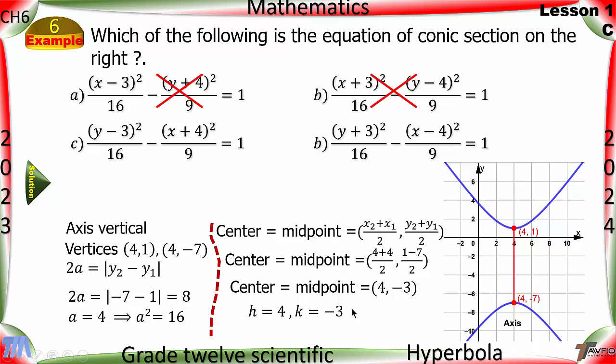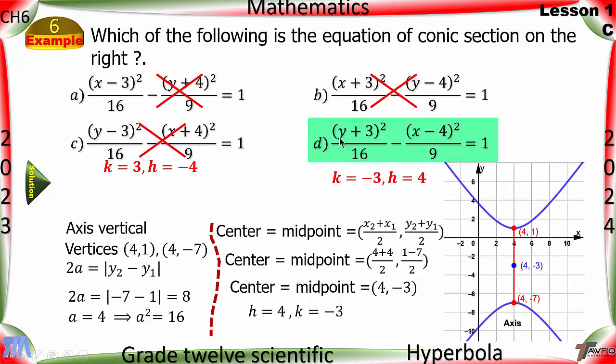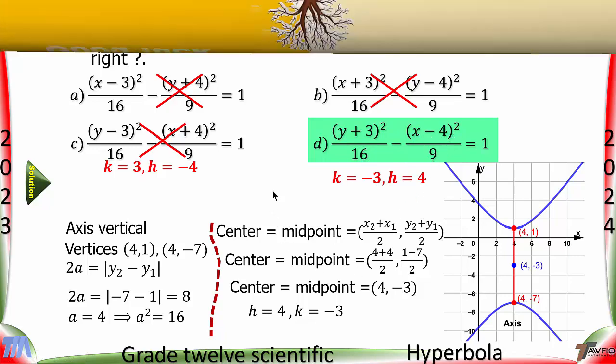If we look at the equations of C and D, as you can see, here h is -4 and k is 3. And here k is -3 and h is 4. This means that D is the correct answer: y plus 3 squared over 16 minus x minus 4 squared over 9.